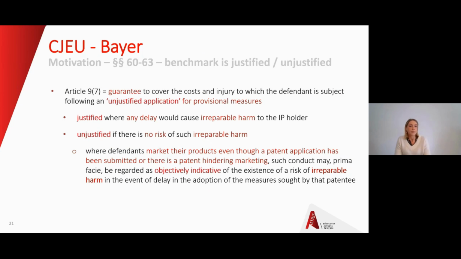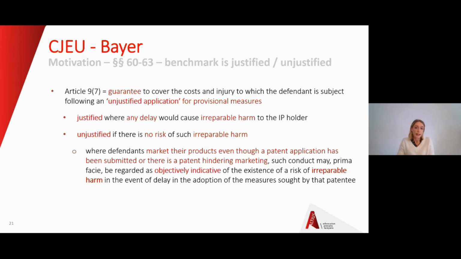Then further on, the court states that Article 9.7 and the compensation that we see in this article actually acts as a guarantee to cover the cost and the injury that the defendant has incurred because of an unjustified application for provisional measures. So they bring forward this benchmark of justified versus unjustified applications for provisional measures when discussing whether or not this compensation is to be granted. And they give us a little bit of insight into when we can talk about a justified versus unjustified application. So justified being that any delay would cause irreparable harm to the IP holder, and unjustified being if this is not the case, so there is no risk of irreparable harm.